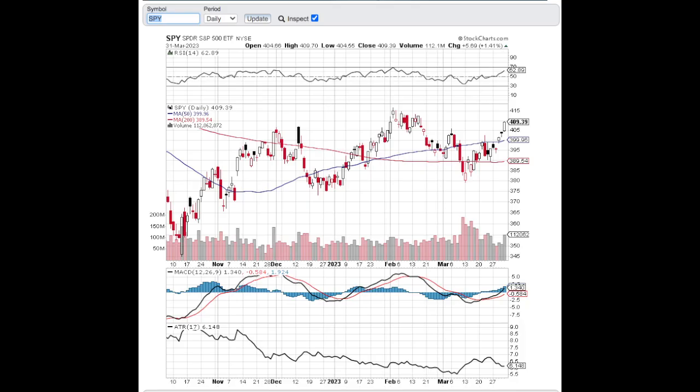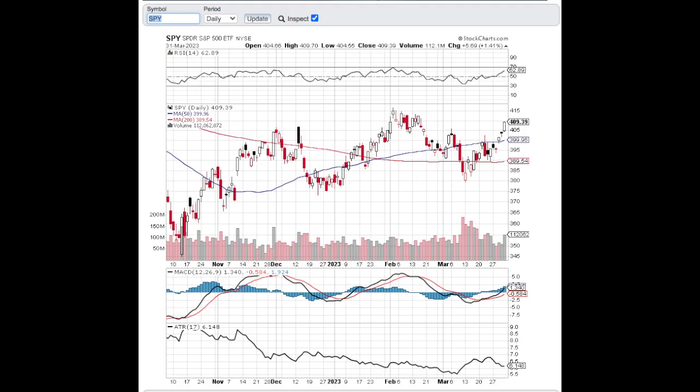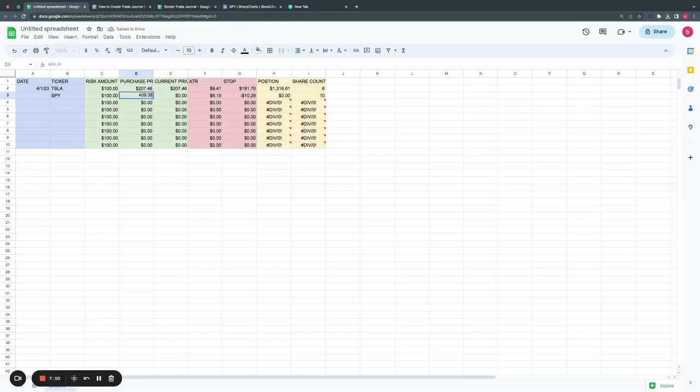Let's go ahead and just show you how it looks. If I was going to do the SPY, we have 6.148. Price is 409.39. So we'd be able to have a position size of about $4,000, 10 shares. The stop, it looks like, is going to be at 399. And that's essentially how we'd be thinking about how to do this.